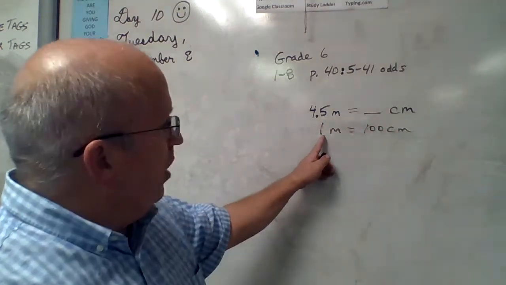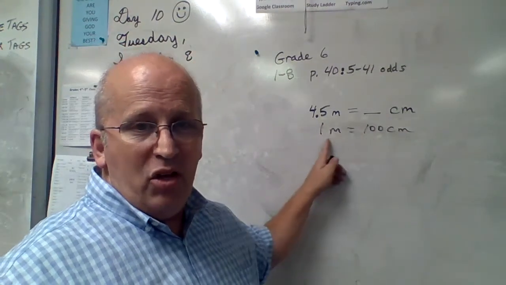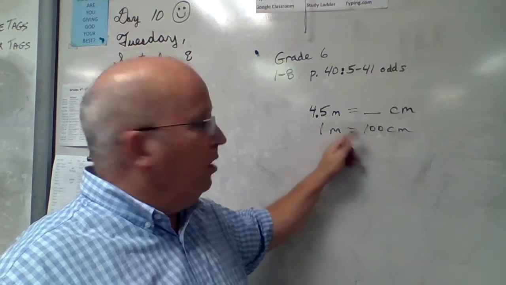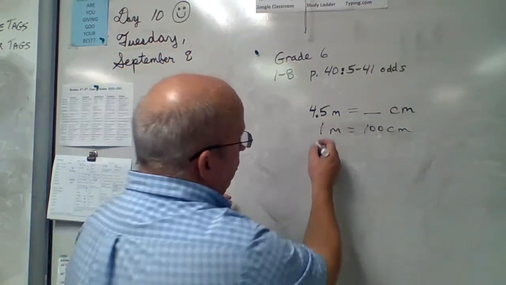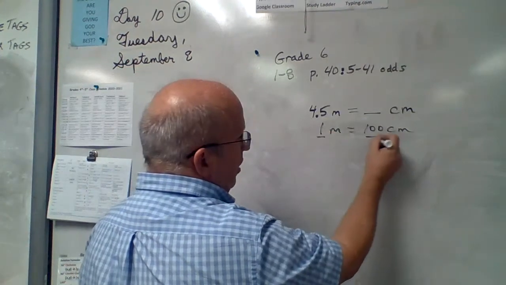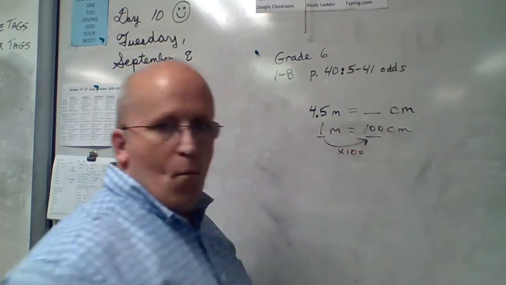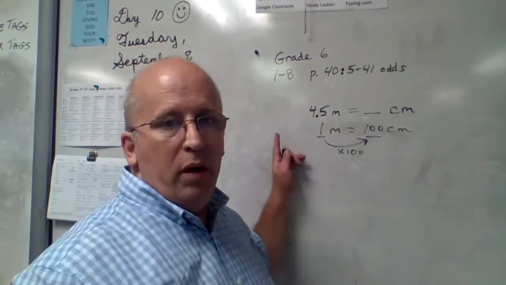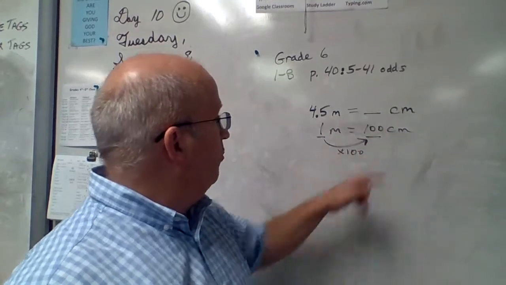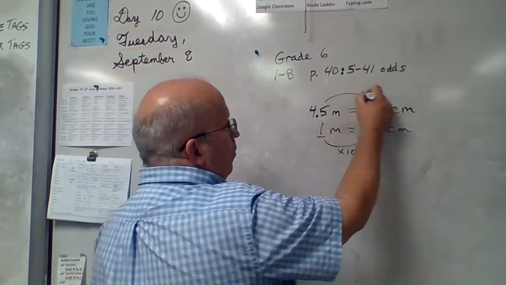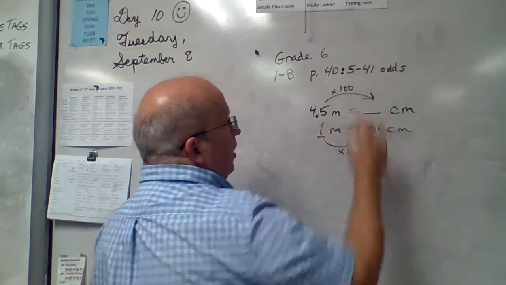If it's true that 1 meter equals 100 centimeters, can I use this relationship to solve this problem? And I can. Notice that to get from here to here, I end up having to multiply by 100. 1 meter is 100 centimeters. 1 times 100 is 100. Let's use that same relationship here. What's 4.5 times 100?